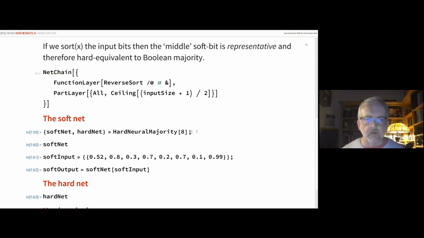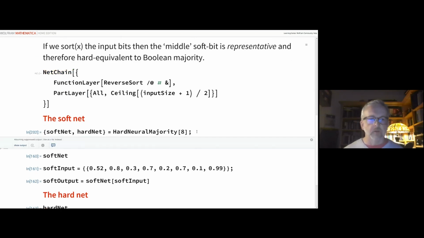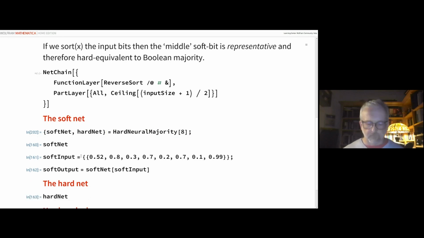So let's in fact look at a differentiable majority layer, which takes 8 inputs. Now, every time we define a DBNet component, we get 2 things. We get the softnet and we get the corresponding hardnet. Let's have a look at the softnet.